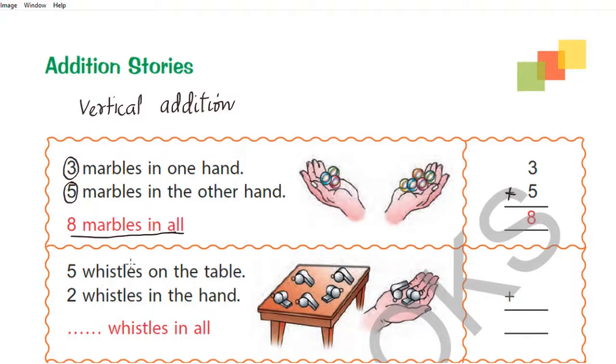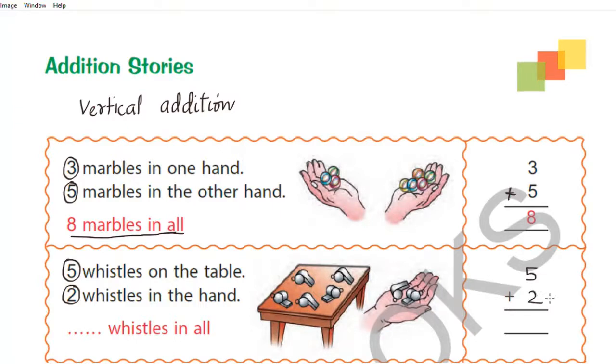Now let's read the first question. 5 whistles on the table, 2 whistles in the hand. You can see this in the picture also. And we have to find out total whistles in all. Now what you will do first? First encircle the numbers in the problem. And in this you can see the numbers are 5 and 2. Encircle them. And now write 5 and 2.